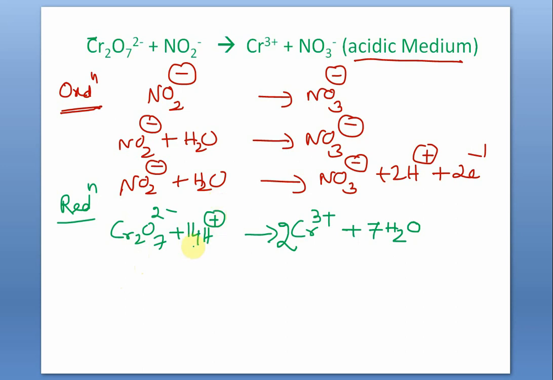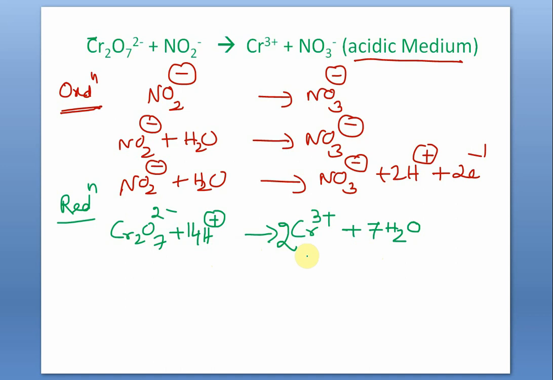Now, after having added H plus ions, you have to look to the last step, equalization of charge. So on this side, +14 -2. +14 -2 is +12, and on the right side, this is 2 3s are +6.